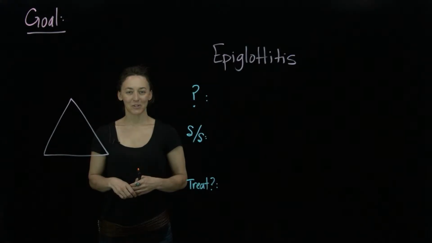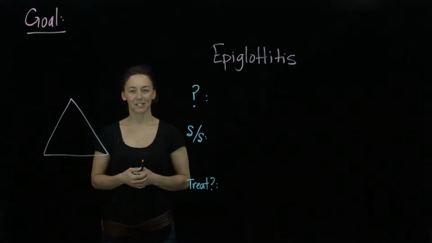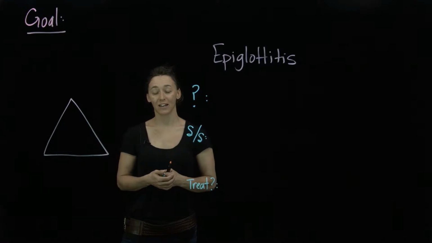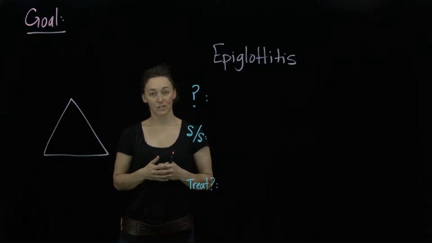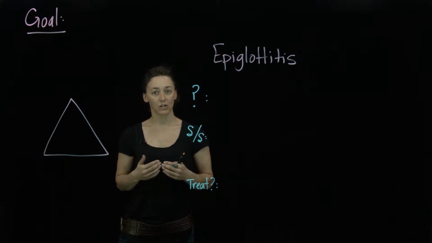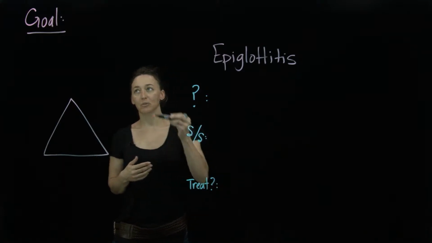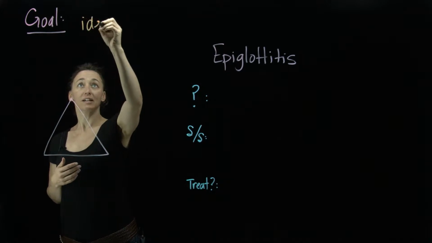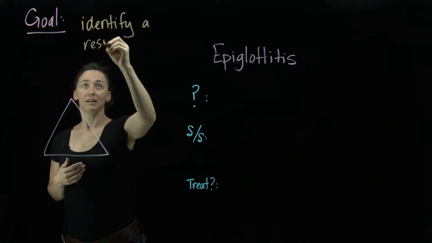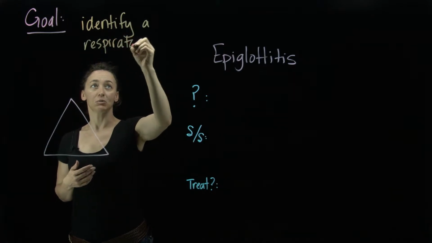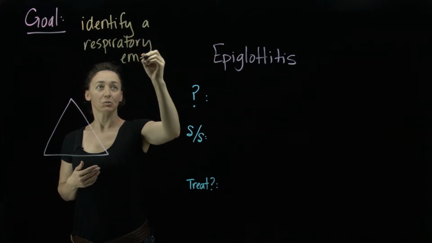Good afternoon. So this is the second part in a series. We're going to be covering respiratory emergencies today. One thing I want to focus on is epiglottitis. This is an emergency that usually happens with young children. So your goal today is to be able to identify a respiratory emergency in a child. And we'll go over some of the things that you will see, using this one as an example.